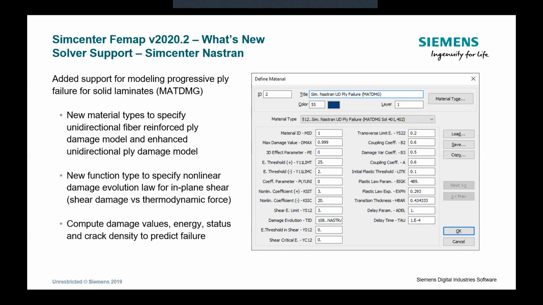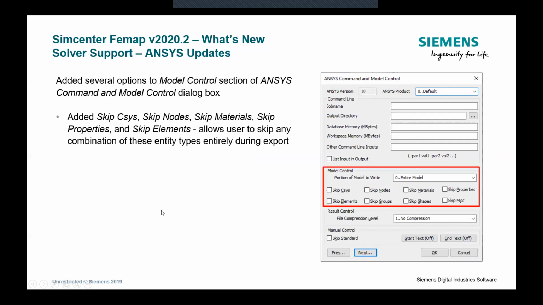Oh, yes. Also, we added a third new function type, which is shear damage versus thermodynamic force. The only place in Femap it's used is to set this damage evolution value right here. For ANSYS, we added a bunch of options.